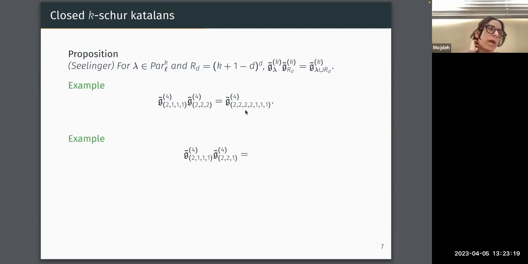Sometimes that's called the K rectangle property for the closed K-Schur Catalan functions. And then what I wanted to do is just up the ante slightly and take a small perturbation of that sort of idea. Here's what I mean by that. In Seelinger's work, we allowed one partition to be arbitrary, and our second one is some number repeated several times.